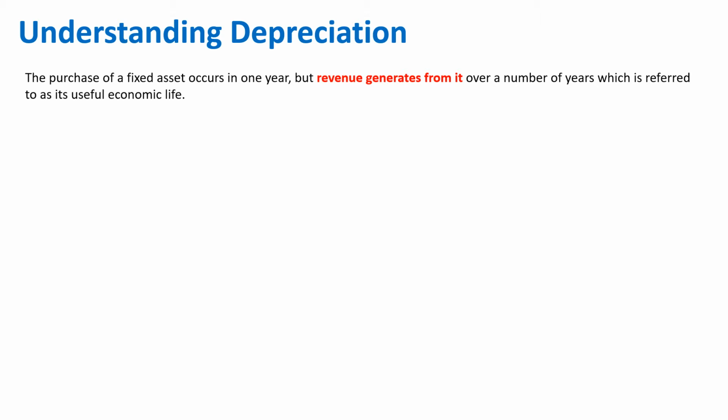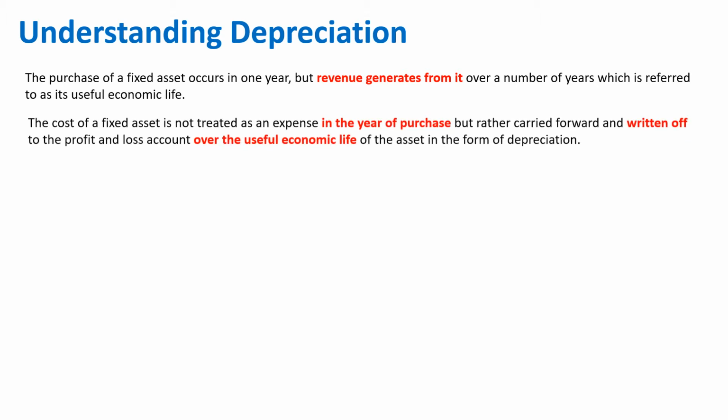So every asset comes with an economic life. That means an asset can be used for 10 years, another asset can be used for 3 years. Depending on the quality of the asset and the purpose of use of the asset, the life is defined, correct? The cost of a fixed asset is not treated as an expense in the year of purchase. So today, if the company buys a laptop, it is not going to charge off the complete cost of the laptop in the same year, but rather carry it forward and write it off to the profit and loss account over the useful economic life.